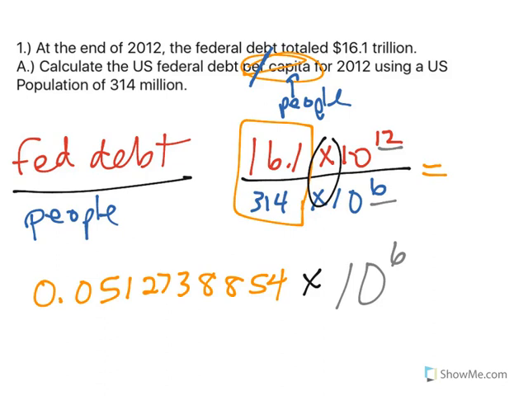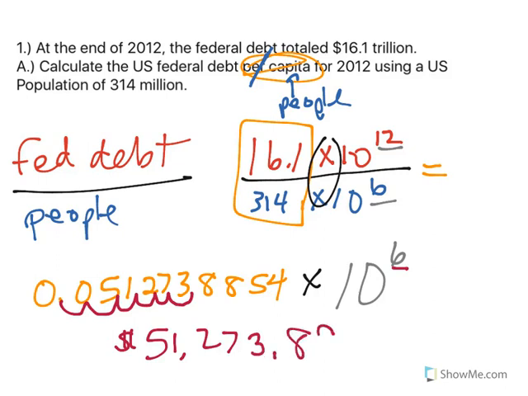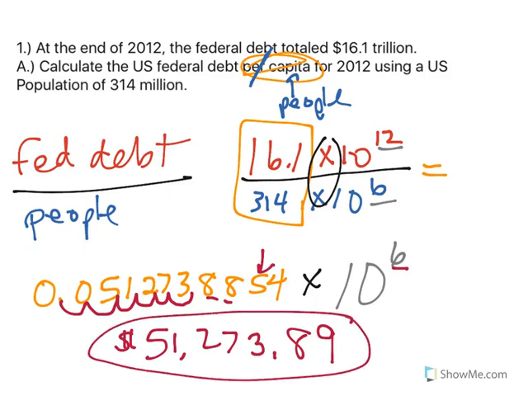But nobody talks like this. Nobody says 0.05 times 10 to the 6th. So let's go ahead and change that to a number like we're going to talk about, standard form. So I'm going to move my decimal 6 places to the right because 6 is positive. My number is going to get bigger. So 1, 2, 3, 4, 5, 6. That gives me a federal debt per capita of $51,273.89, right? 2 places. I look 1 place past that, 8, 5 rounds up, and that gives me 89 cents. So our federal debt per capita, so per person, is over $51,000 in 2012.